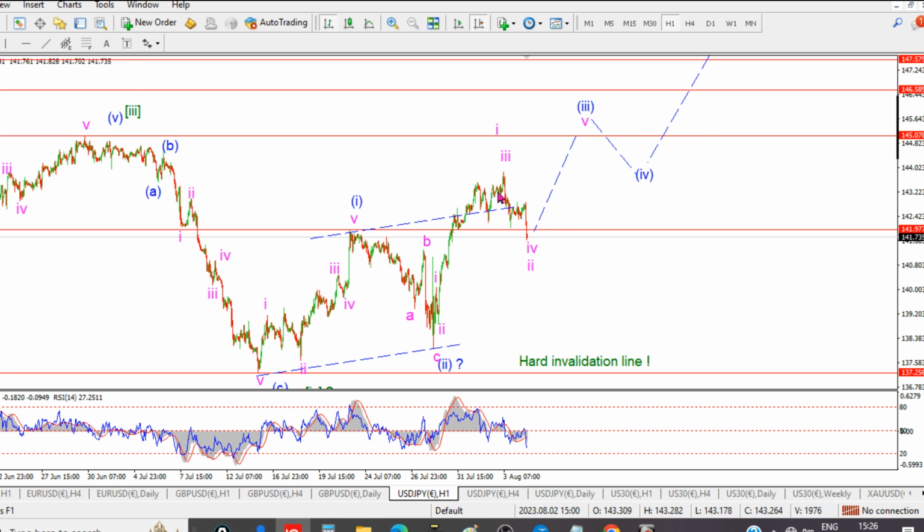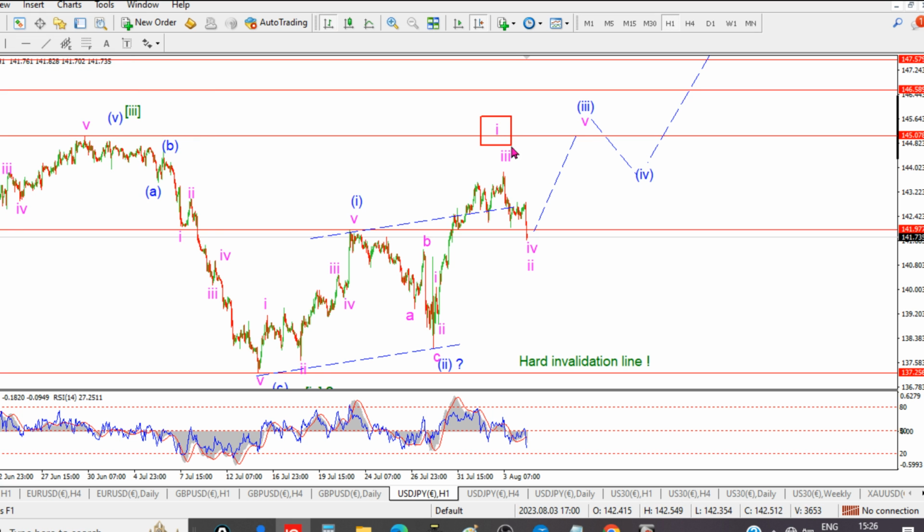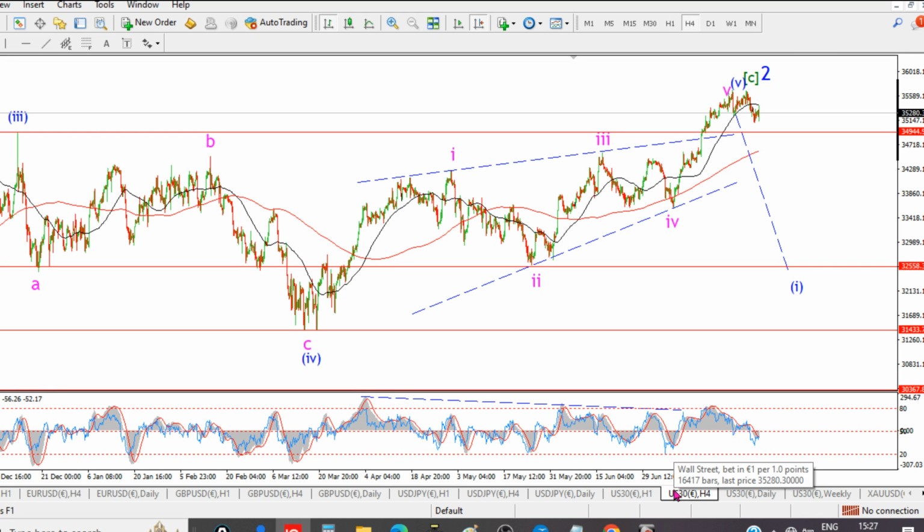The alternate count here, let's get some boxes on that just to define it as an alternate count. So if the alternate count is correct, then we could decline a little bit further, towards 140 before accelerating. But I wouldn't like to see any lower than that, to be quite honest. Anyway, that's the idea from here. I would like to see another turn up in wave 3. Now let's get a gulp of coffee.